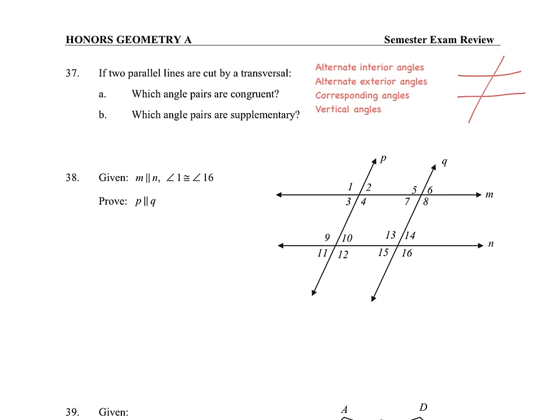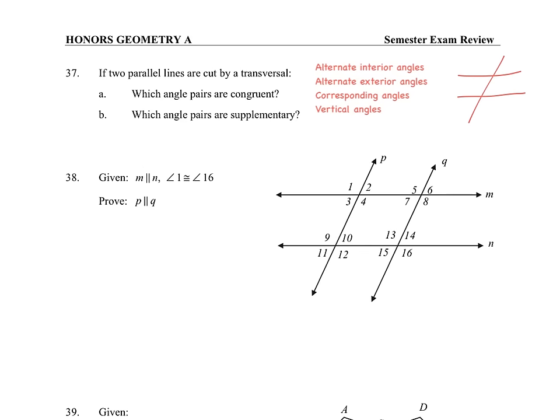Part B asks, which angle pairs are supplementary? So we know that same side interior angles, same side exterior angles, and linear pairs are angle pairs that are supplementary. So same side interior angles mean they're on the same side of the transversal, and interior means inside. So these would be same side interior angles. They're not congruent, but they're supplementary, meaning they add up to 180 degrees.